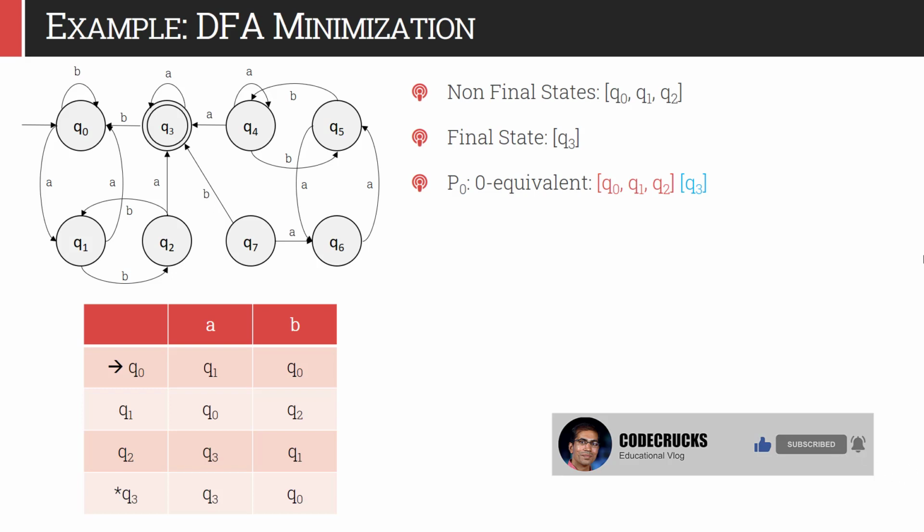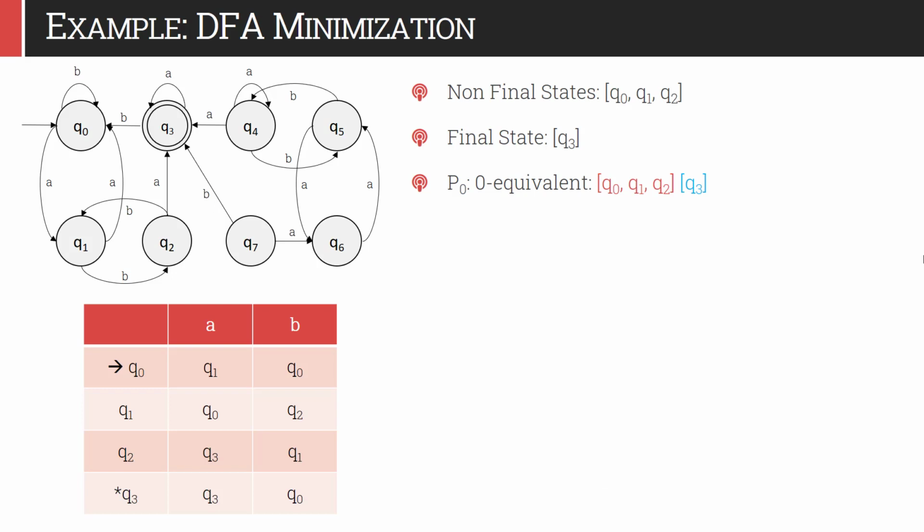Now Q0, Q1 and Q2 may or may not be equivalent. We have to make a test on that. So we will run the equivalency algorithm and see whether the states are distinguishable or not. If any of the states is distinguishable, then we have to split this red group into multiple parts and continue with that process. To check the distinguishability, we will do one equivalence test, or we will create the P1 partition.